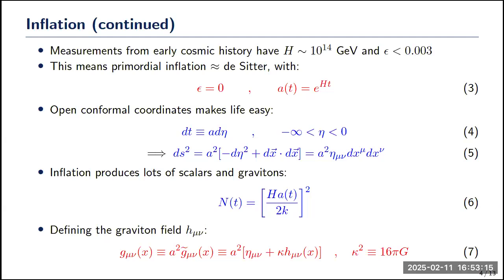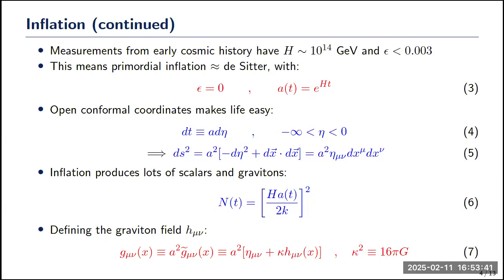Okay? Doing any sort of calculations in this geometry becomes really easy if we switch over to open conformal coordinates, where we redefine the comoving time t according to this, and have our conformal time eta run from minus infinity to 0. The reason that makes life so easy is because then the metric just becomes a squared times the flat space metric. So it becomes easy to work with.